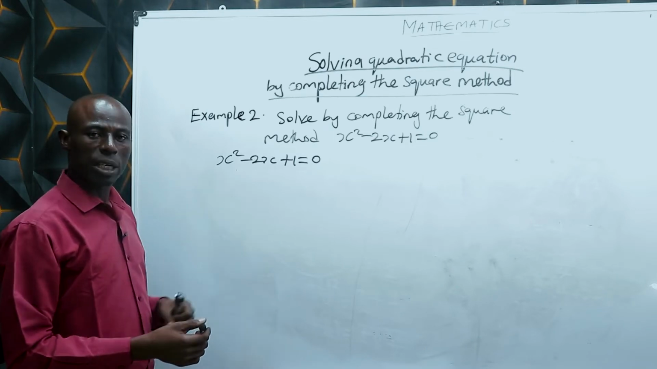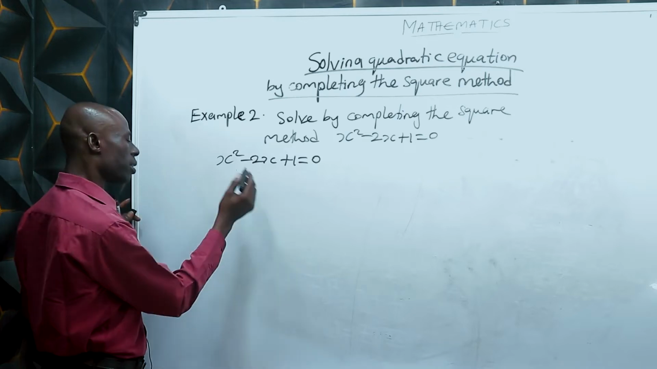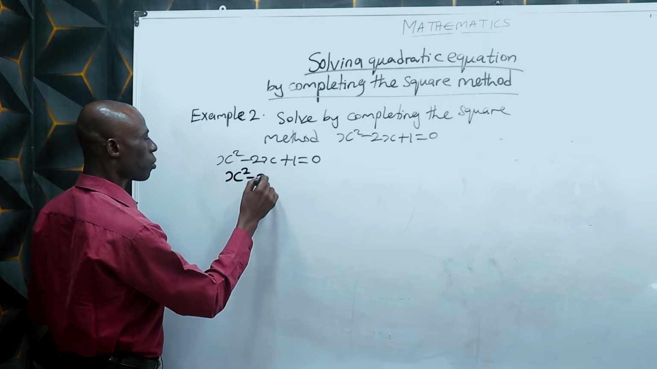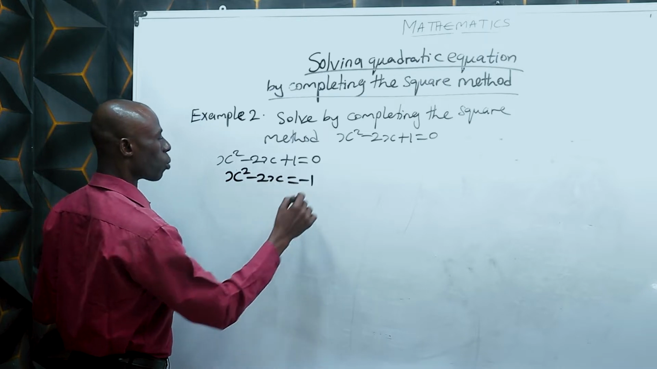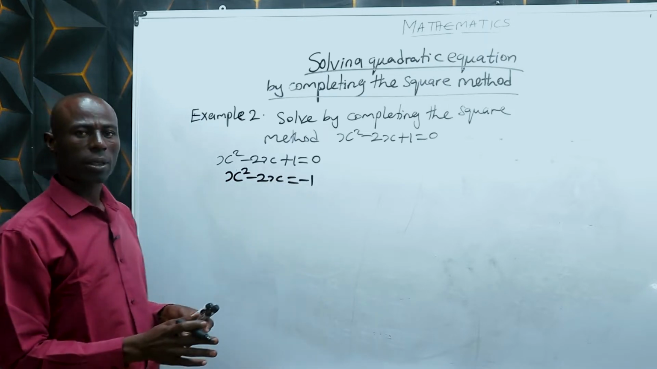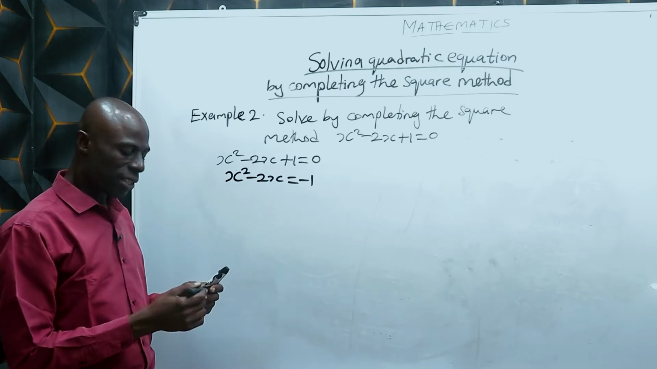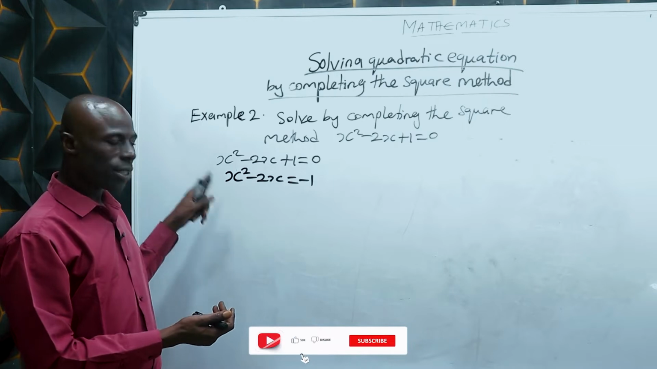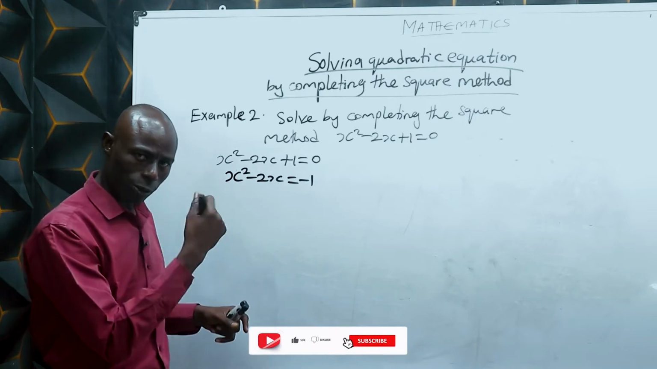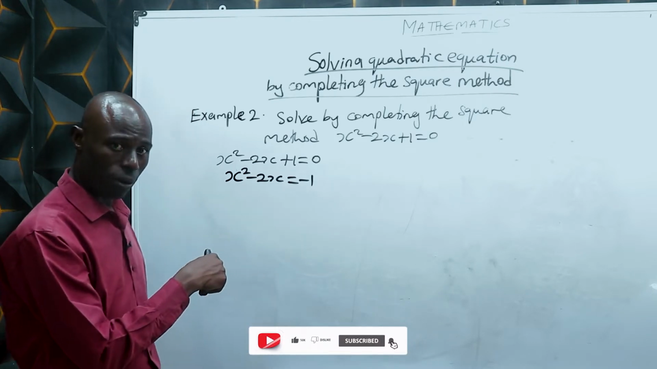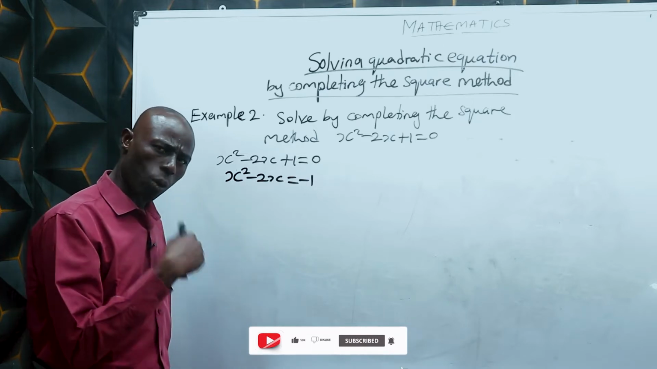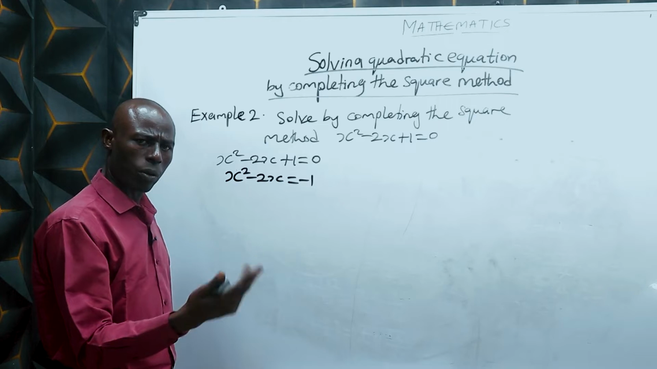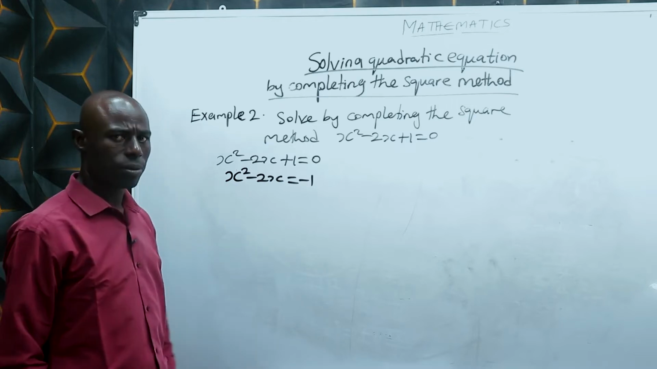The first step is to separate the constant. I will not write it down, I will only activate it. x squared minus 2x equals minus 1. I've separated the constant. The next thing is to divide each term by the coefficient of x squared. But here, the coefficient of x squared is 1. That is what I told you before that we will come across. So dividing each term by 1 does not change the terms.